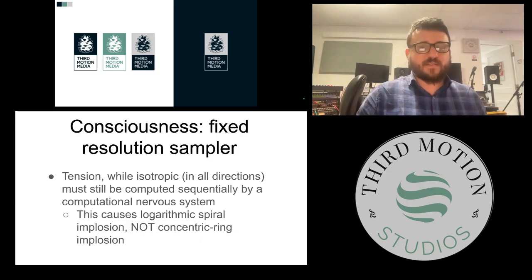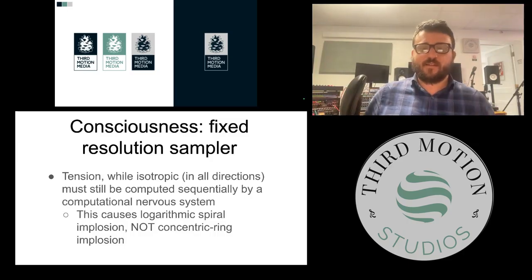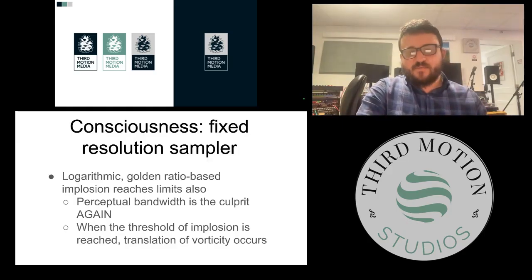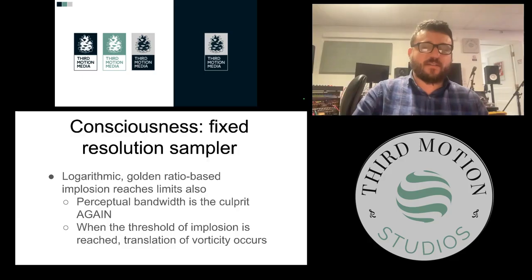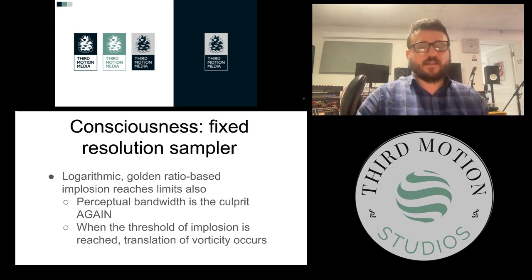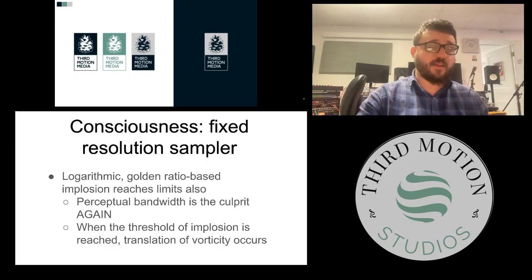So basically, this tension, while isotropic in all directions, must be computed sequentially since we have a computational nervous system. This causes the collapse of the axes to happen one at a time. And because of that, it doesn't happen in concentric rings, but it happens in a logarithmic spiral. And this logarithmic spiral, as I discussed in episode 2, implodes and reaches a limit, which is because of our perceptual bandwidth again. So our inability to render the full implosion also makes it reach a certain point where it has to do something. And when it reaches that threshold of implosion, we get what's called translation of vorticity, because this vortex is going in and out. What's going in, then it must go out.